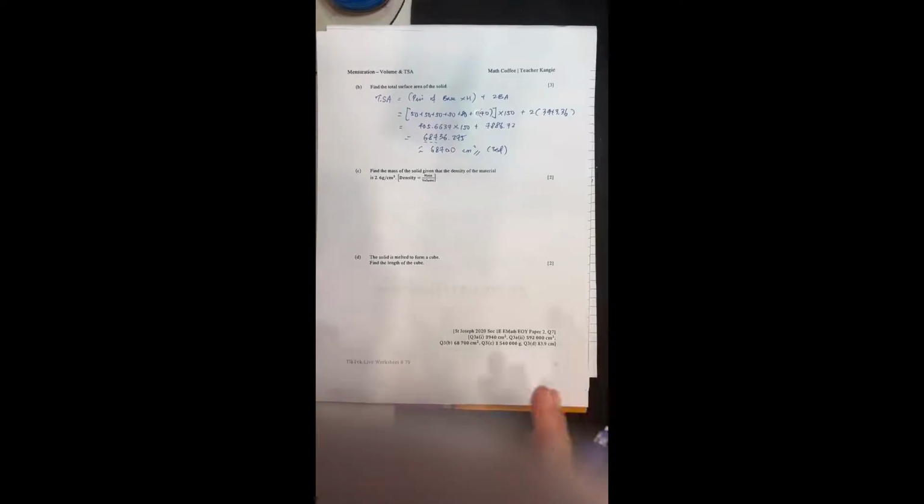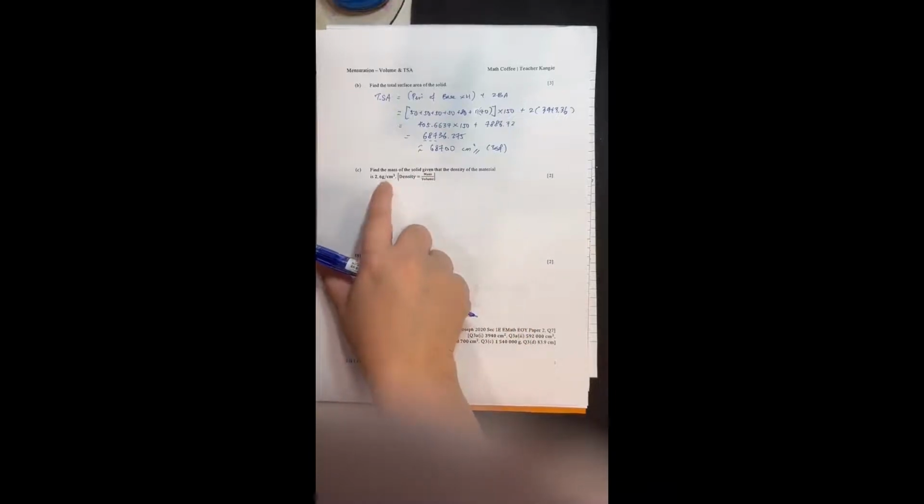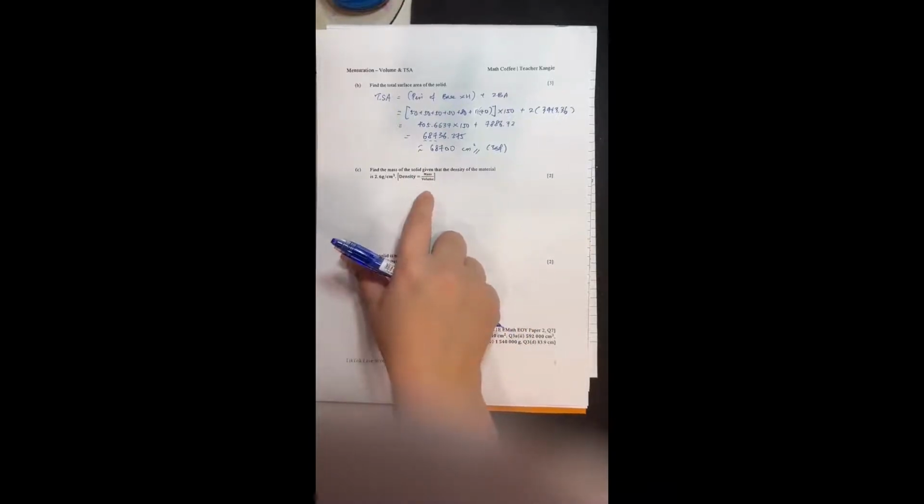Okay, now next, the popular question. Whenever this question comes out, 90% of the time my students will ask me, "Teacher, how to do this question?" Find the mass when the density is given. And this is so kind that they give you the formula. Density is equal to mass divided by volume.